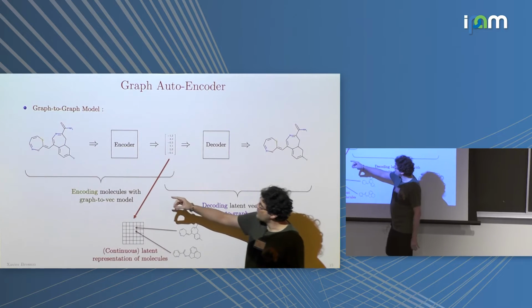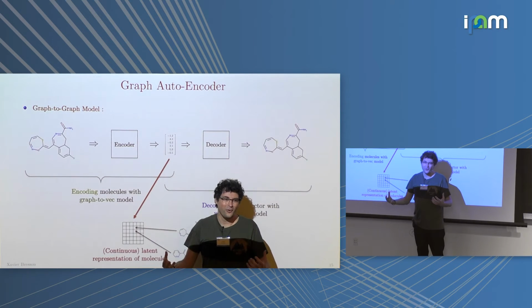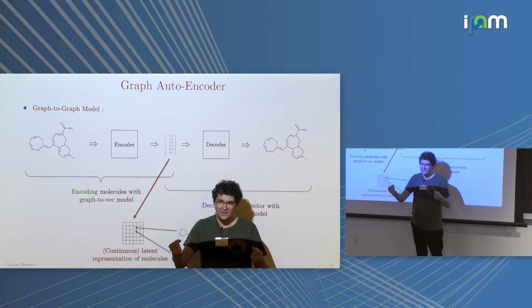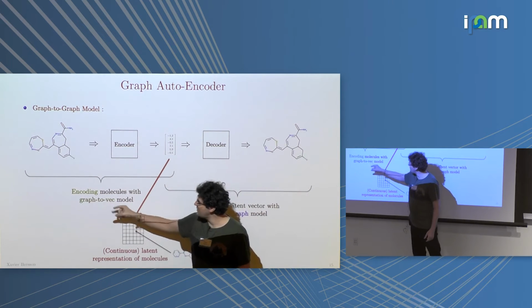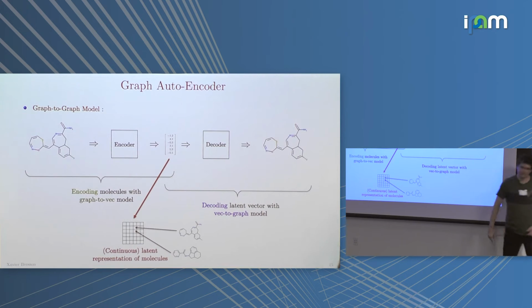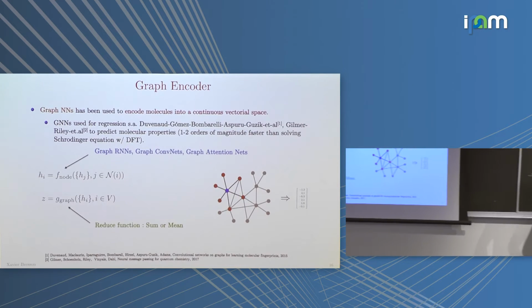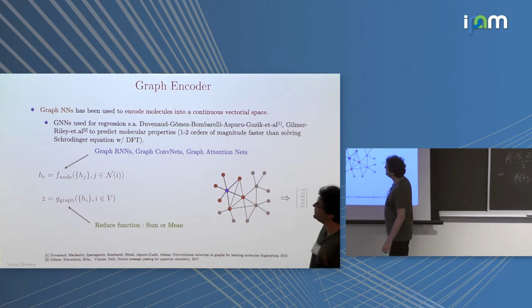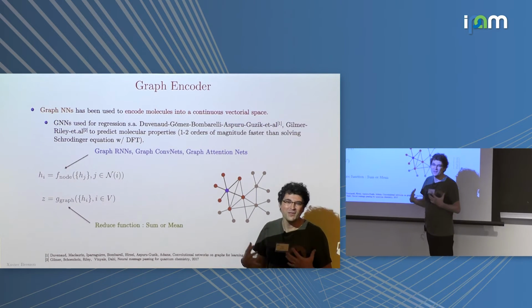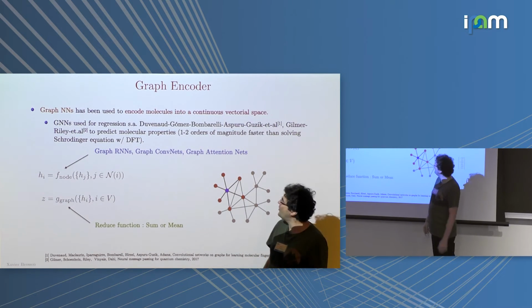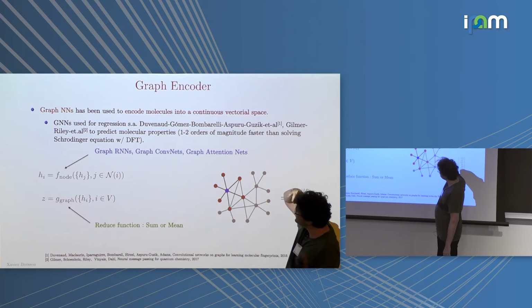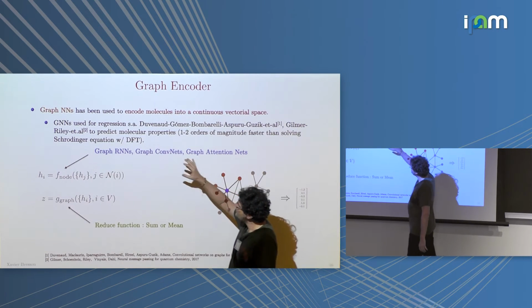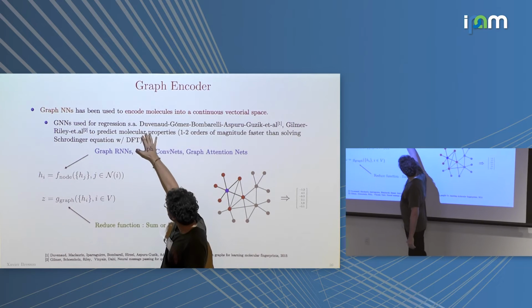You know, in deep learning, we already have this idea of data to vec and vec to data. Here data is the graph. So we have graph to vec and then vec to graph. So let's look at the first part, the graph encoder. Graph neural networks have already been used to encode a molecular graph in a continuous vectorial space. There are some great papers about this.